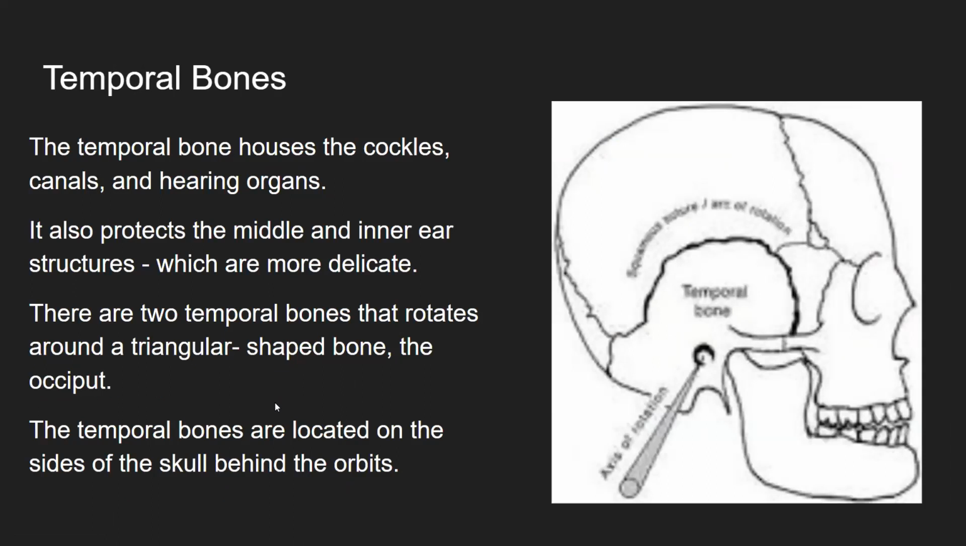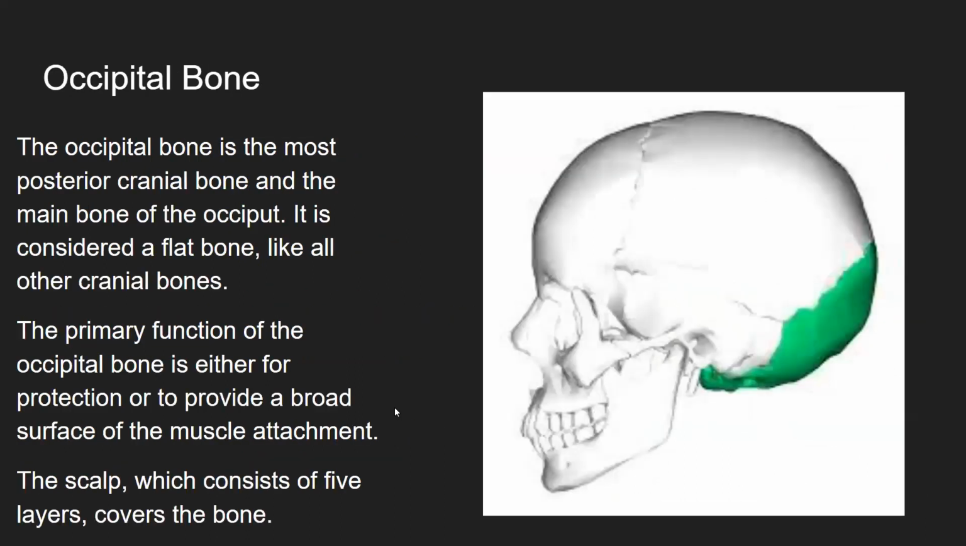Next, we have the temporal bone, which houses the cochlear canals and hearing organs. It also protects the middle and inner ear structures, which are more delicate. There are two temporal bones that rotate around a triangular shaped bone, the occiput. The temporal bones are located on the sides of the skull behind the orbits.